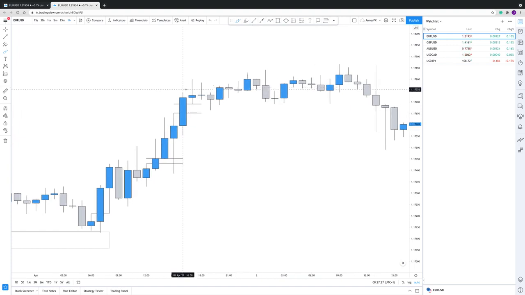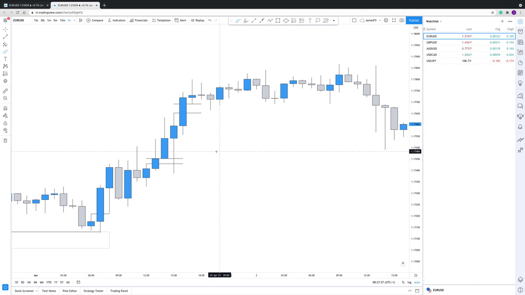Now with imbalances, it won't always refill price completely to like 100%. What I've seen from my testing is if we get an imbalance and it comes down to refill it by at least 50%, then that can be enough for price to then continue in that direction that we're looking at. So it won't always refill price all the way.